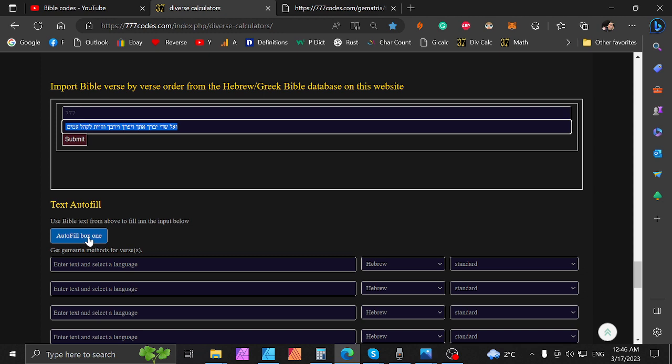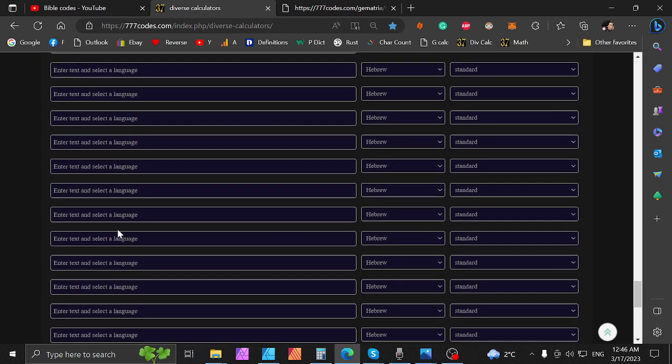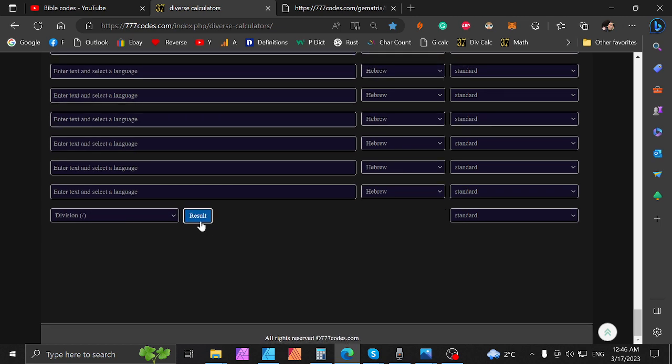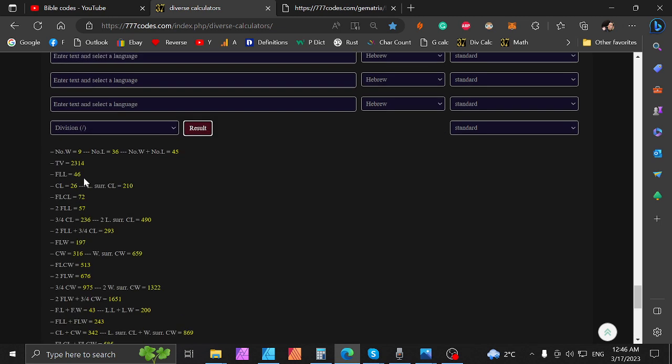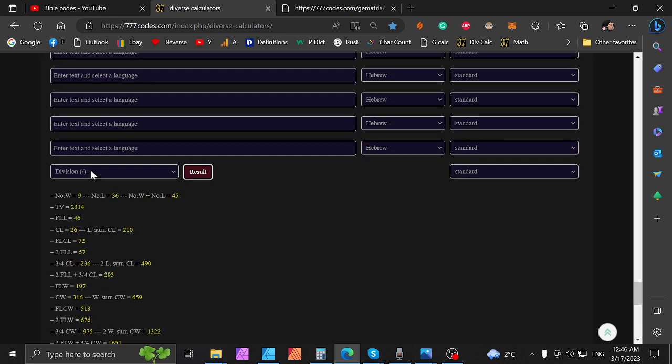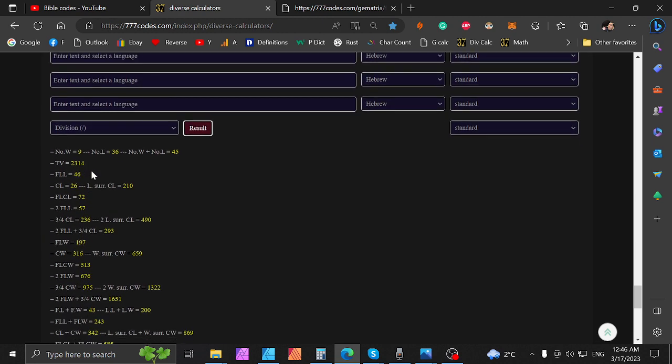And I can just autofill box 1 here, and you can have more than one verse here. When you click result, you will get all the general methods when you decode verses, and those are also explained in chapter 1. So it's absolutely amazing for me, who put together these methods. I didn't put together all of these methods, but I put these methods into this order.